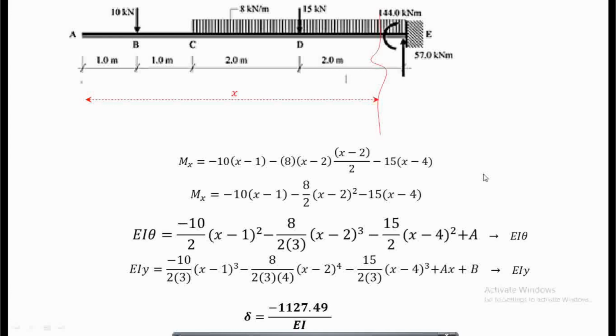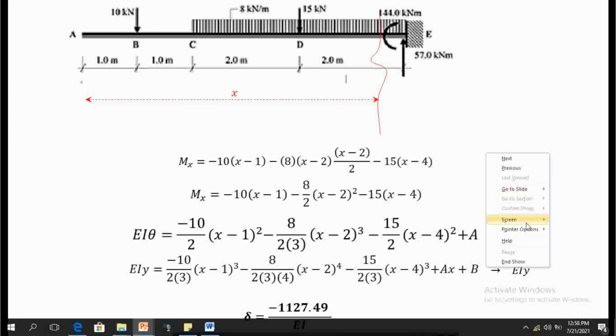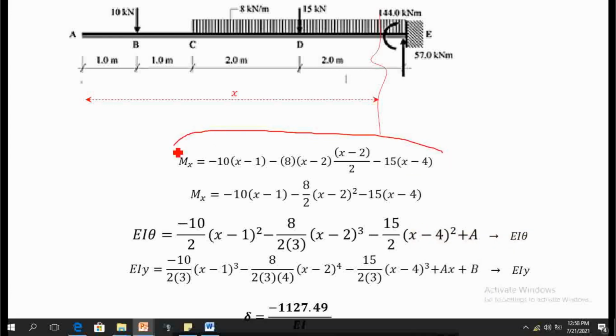Gusto ko lang ipakita kung paano ko nakuha yung moment equation. Kasi masasolve nyo naman yung displacement at saka yung slope basta dito sa pagkuha ng moment equation. Kasi kapag mali yung derivation nyo ng moment equation dito sa part na to, kapag mali ito, mali na lahat ng sagot. So, pinakita ko lang sa inyo kung paano kunin yung moment equation, especially pag masyado ng combination na ng concentrated load at saka uniformly distributed load.